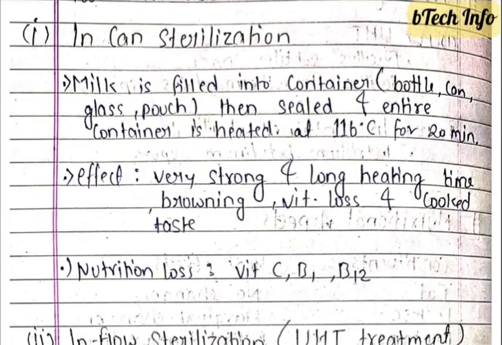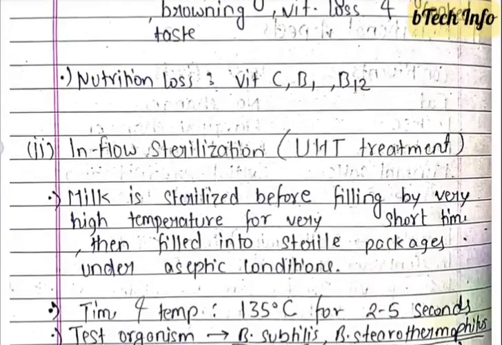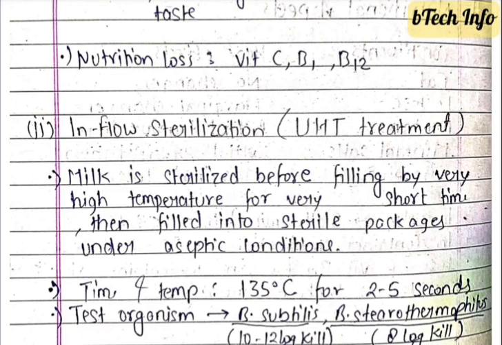So what is the nutritional loss? As we have discussed, vitamin C, vitamin B1 and vitamin B12 are lost in in-can sterilization, which is not satisfactory. But in the in-flow or UST treatment, the milk is sterilized before filling at very high temperature for a very short time, then filled into sterilized packages under aseptic conditions.